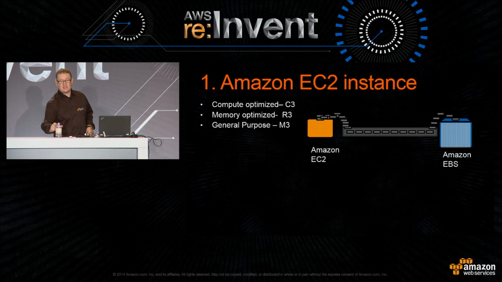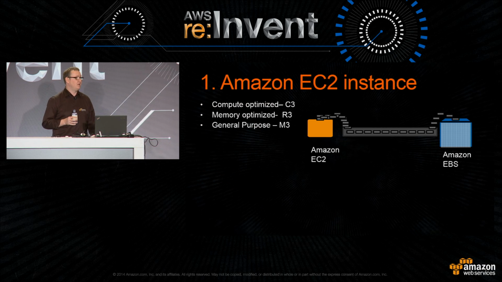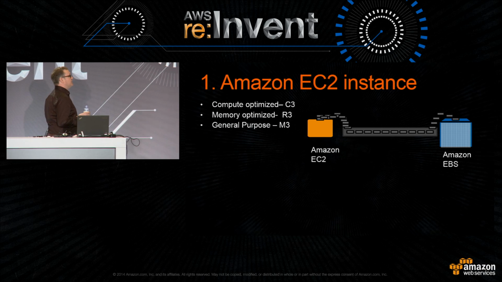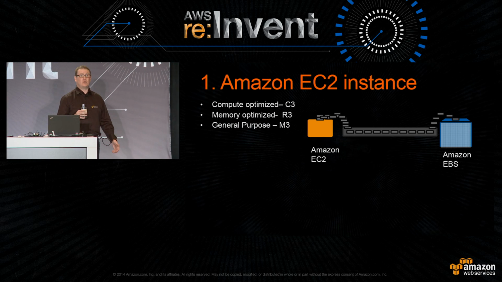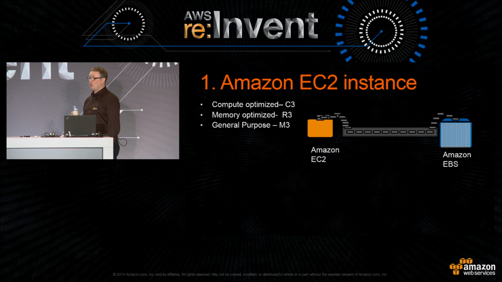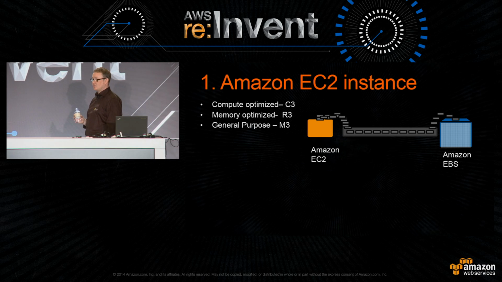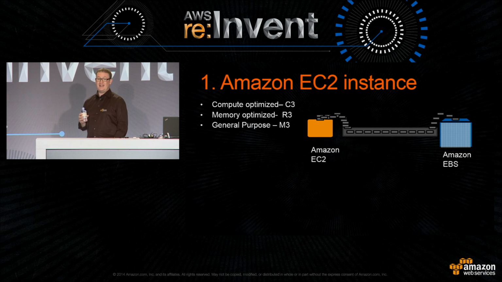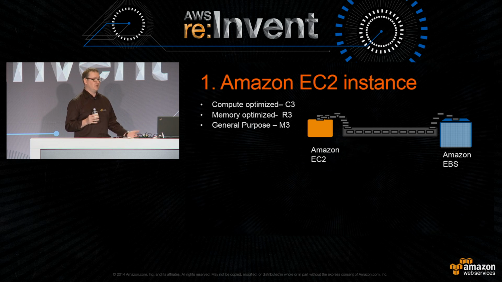So the first one is the Amazon EC2 instance. There's an awful lot of EC2 instances. We launched, or pre-announced, C4 this morning, which is really cool. Super excited for the Haswell platform to be coming onto Amazon. Intel built us a chip. I think that's really, really cool.